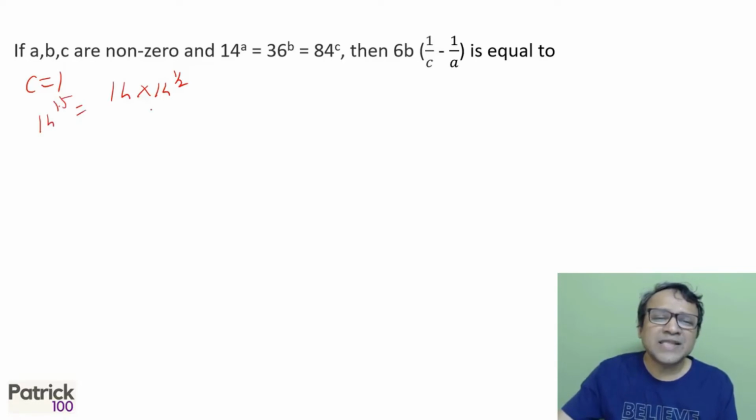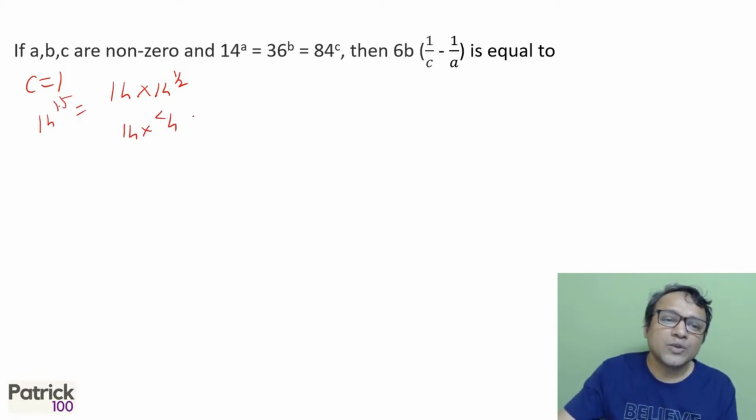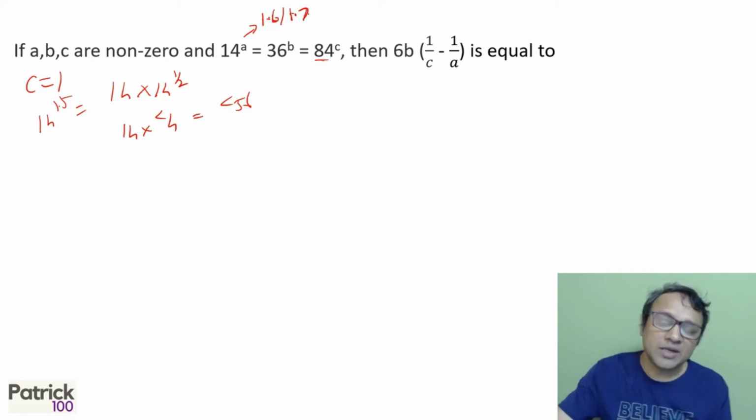Okay, 14 raised to 1.5. Now square root of 14 is slightly less than 4. So 14 into less than 4, which is less than 56. But this is 84. So I know it's more than 1.5. Okay, so I'll take it around 1.6 or 1.7 will be. So A will be around 1.6 or 1.7. I know the answer will be integer. I know it's the theta question, should not approximate, but didn't have time. So it's 1.6 or 1.7.